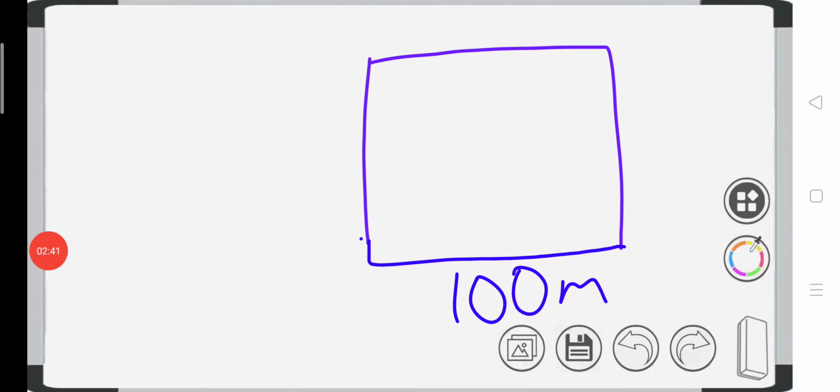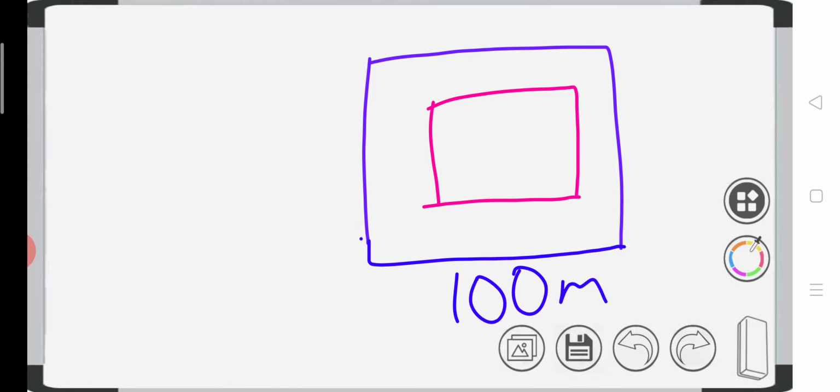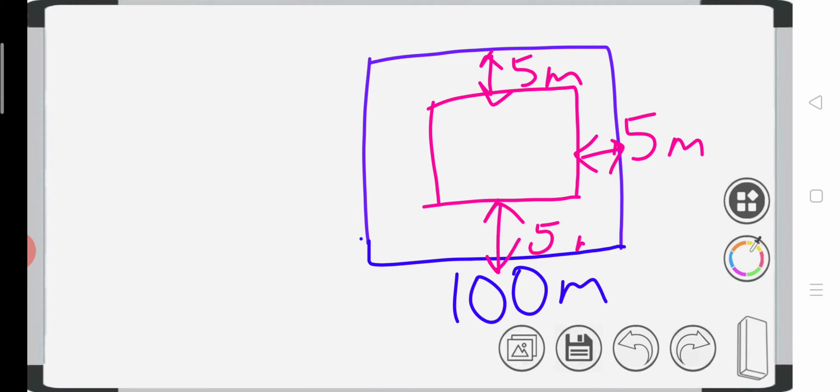Now there is another question. There is a square of side 100 meter. You have to construct a path of 5 meter width all around this square inside it. So it will look like this. And the path is of 5 meter width. So right here the path is of 5 meter width. So it can be written like this. Now you have to calculate the cost of cementing this path, this very portion.